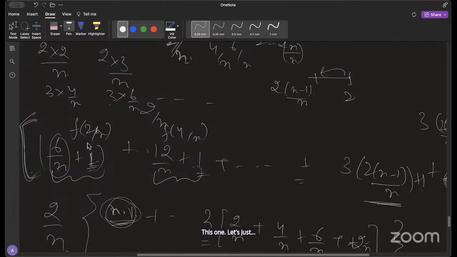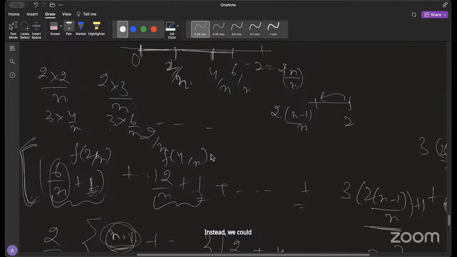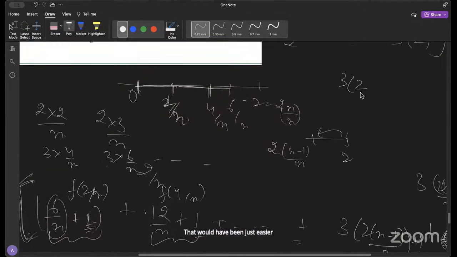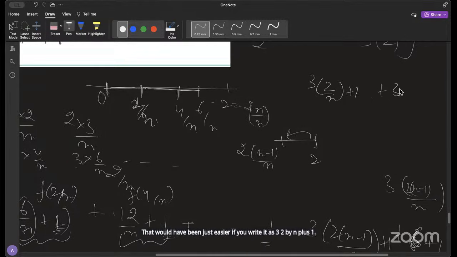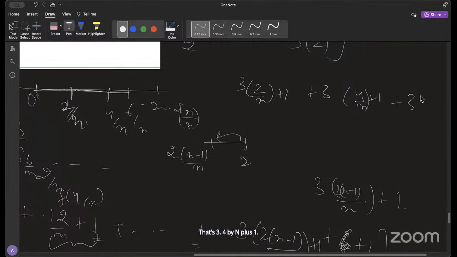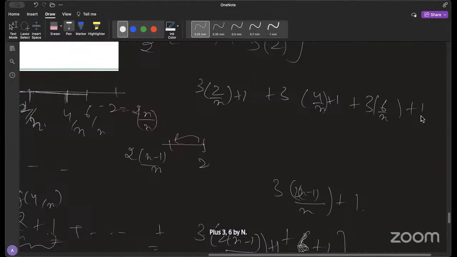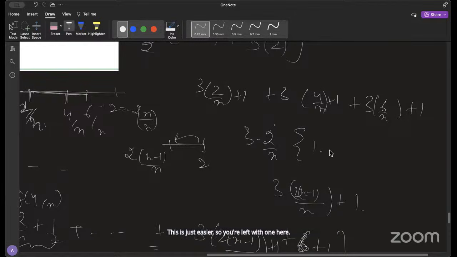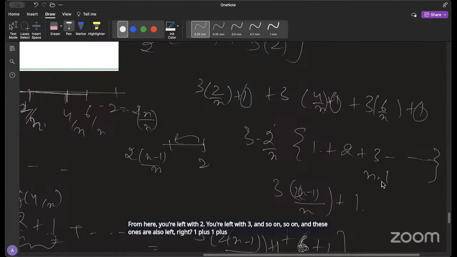What I did was I directly substituted 2 by n in the function and wrote it exactly here. Instead, we could have just written it in this form. That would have been easier if you write it as 3 times 2 by n plus 3 times 4 by n plus 3 times 6 by n. In that way, you can take 3 common, and you can take 2 by n common too. So you're left with 1 here, from here you're left with 2, here you're left with 3, and so on. And these ones are also left, right? 1 plus 1 plus 1. So from here, you get n into 1.